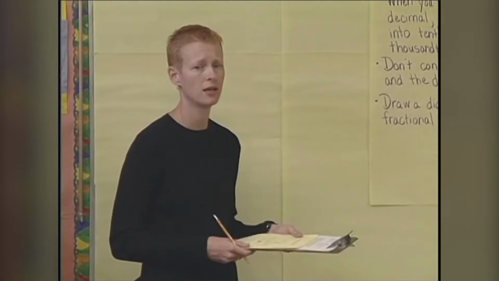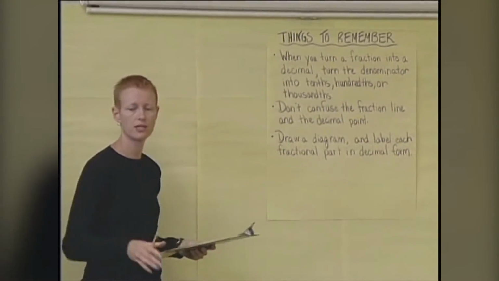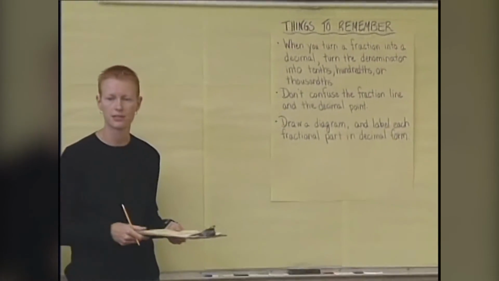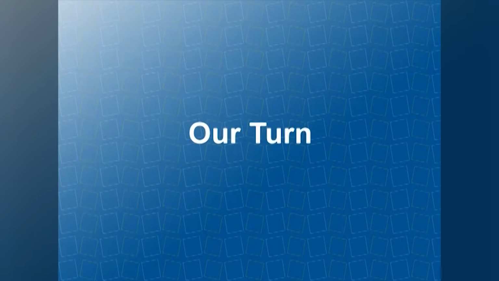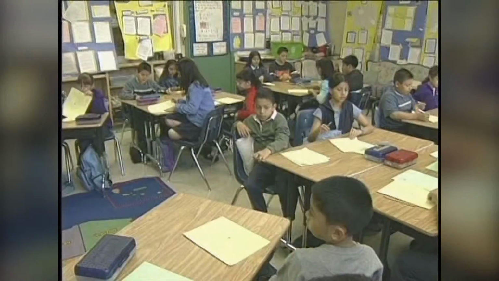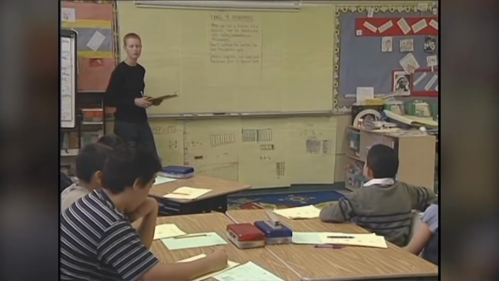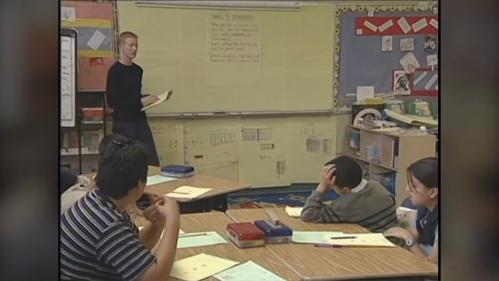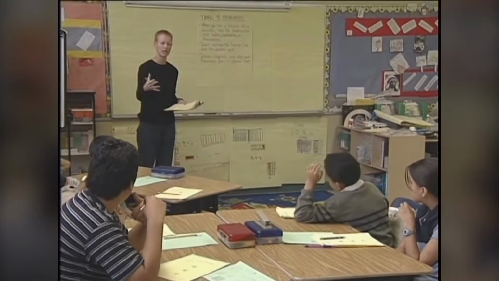What I'd like you to do next is review our things to remember. You can either read the chart or you can read things to remember on your own paper. I want you to read each item very carefully. Take a minute to do that, please. Now it's time for our turn. Please turn to page 2, where it says decimals or fractions too, and it says our turn. Look at the first problem, please. 4/5 is equal to... I'm going to ask you to write a decimal name in tenths or hundredths for that shaded part. Please do only number 1, and work together with your partner on this.